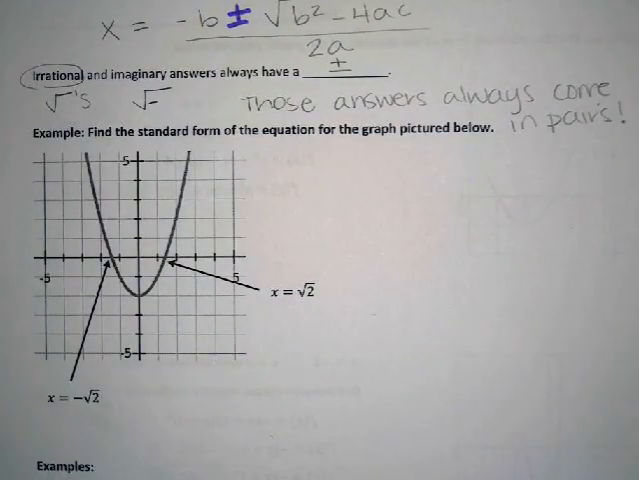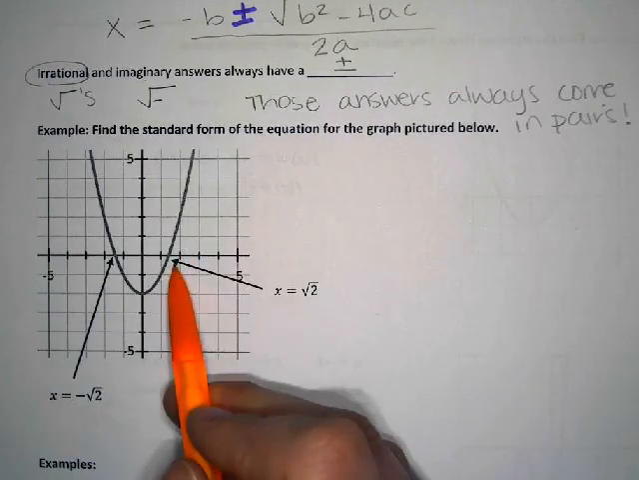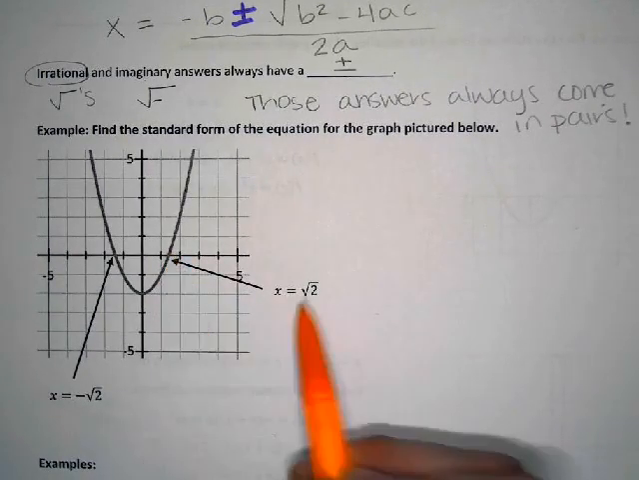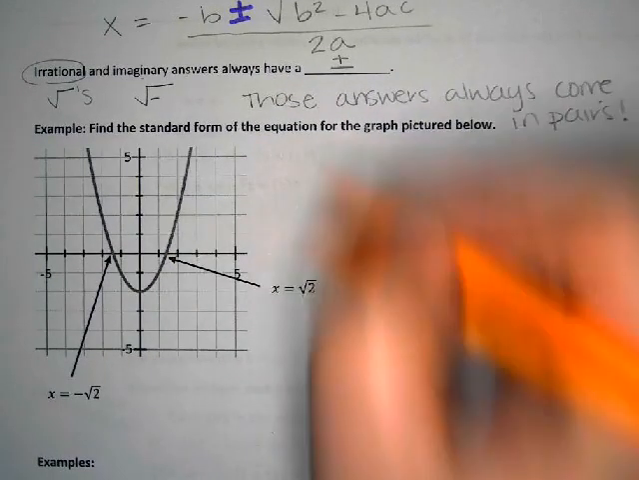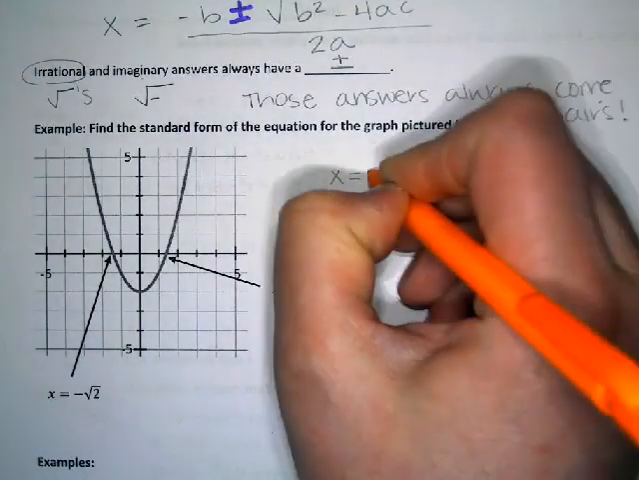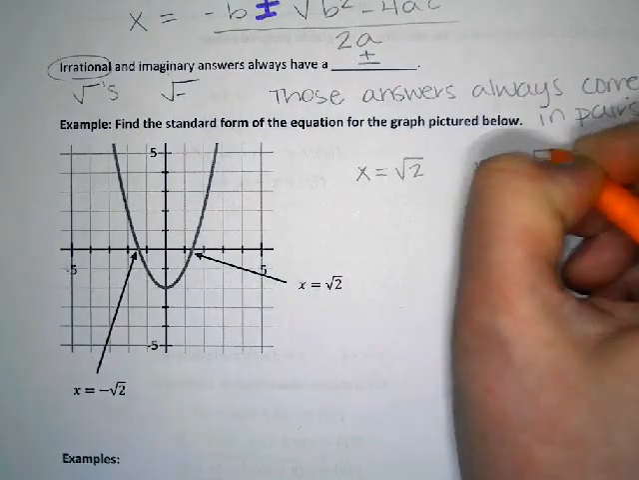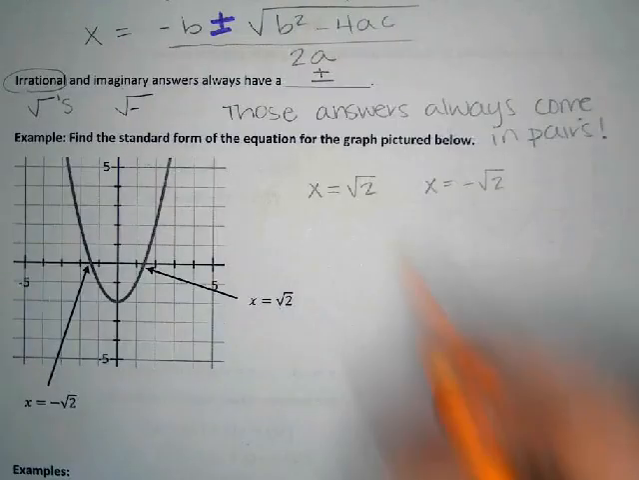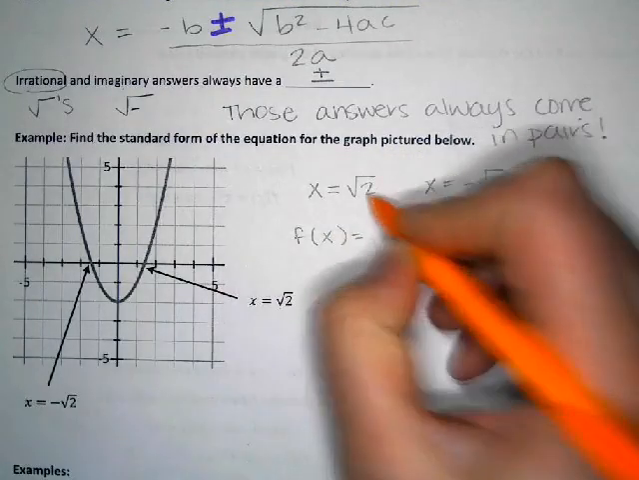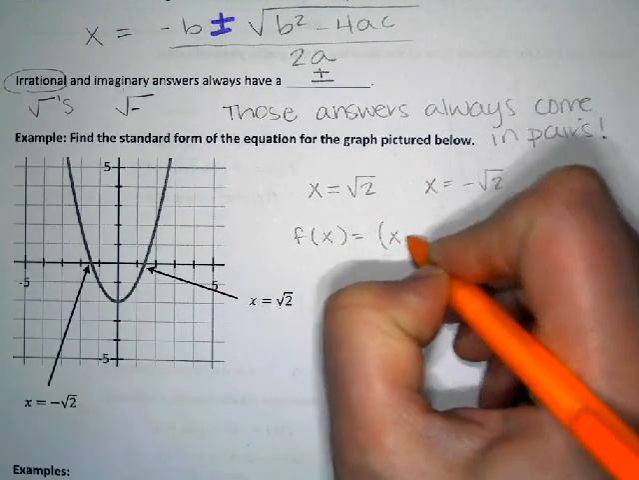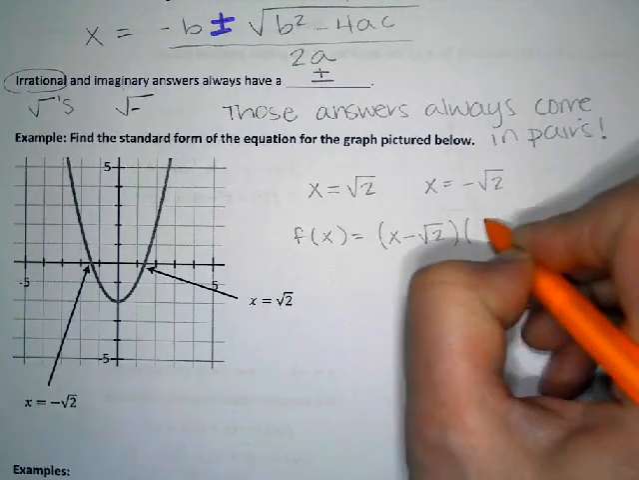So let's go ahead and do this example, and then we'll leave the rest of the examples for class time tomorrow. So here we have an x-intercept of positive root 2. We have another x-intercept of negative root 2. So I'm going to say x equals root 2. X equals negative root 2. And so I'm going to go ahead and write the linear factorization for this. If that's the positive, then it's going to be x minus root 2 in the parentheses. If that's the negative version, that's going to be plus root 2 in the parentheses.